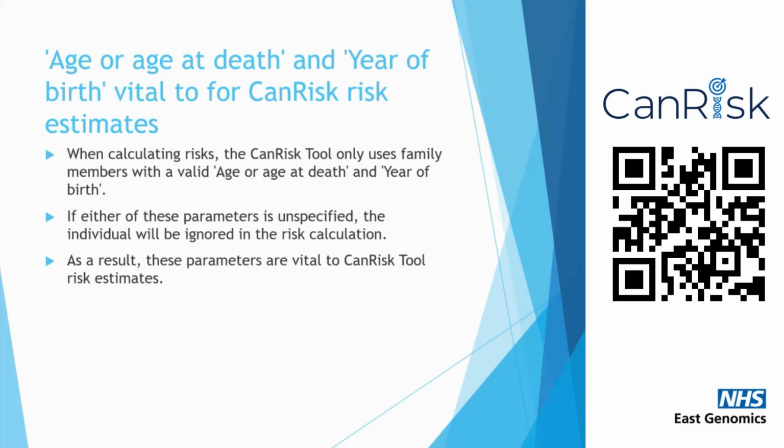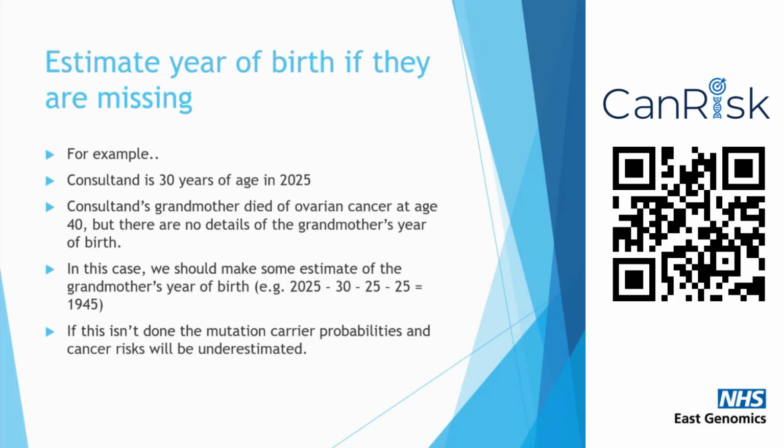So always try and put in the age, or the age of death, and the year of birth. If you don't include those factors, CanRisk won't include that person in the estimations. So your best bet is estimating ages.